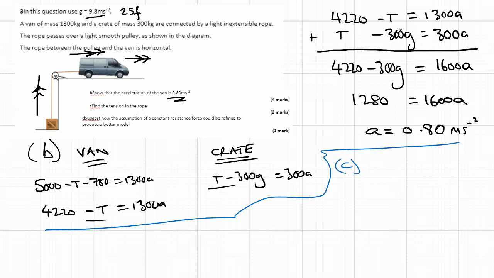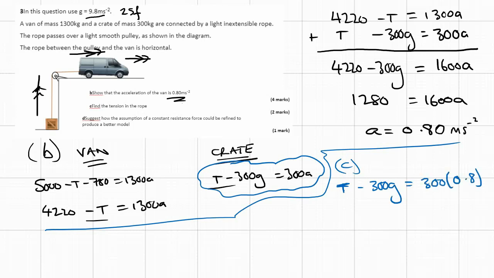Finding the tension, well, let's just take any of these. This one seems easier to me because the tension is positive. It's meant to be a T. And I'm just going to sub in my value of acceleration. This is a question you could have got, possibly, if you got the equation but weren't quite sure how to get the acceleration. So always look out for stuff like this. After a show that question, there's generally a question you can have a go at, even if you couldn't do the question before. So T equals 300 times 0.8 plus 300g. So let me figure that out in my calculator.